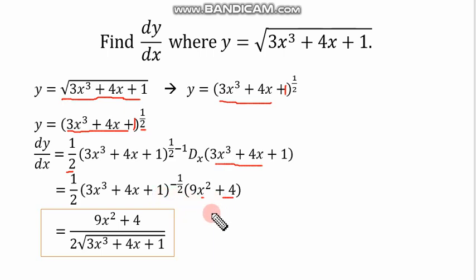To simplify this one, so this is 9x squared plus 4, and then since this is negative 1/2, we will put that in our denominator. So that's here 2, and then the exponent 1/2 makes this the square root of 3x cubed plus 4x plus 1. So this is the answer.